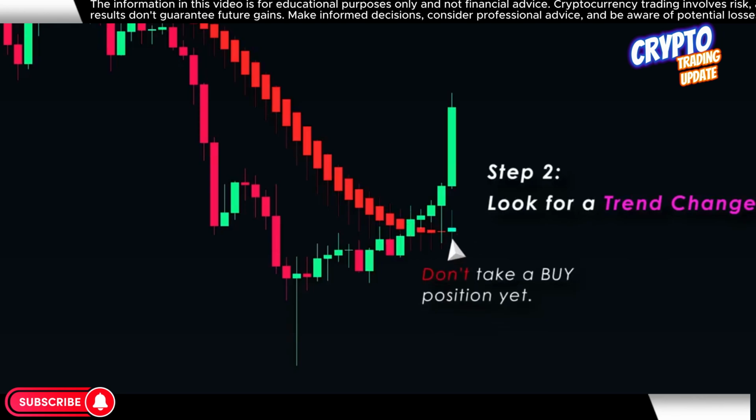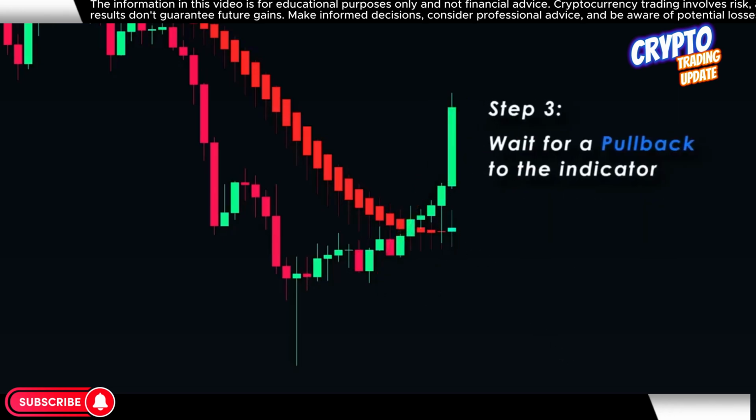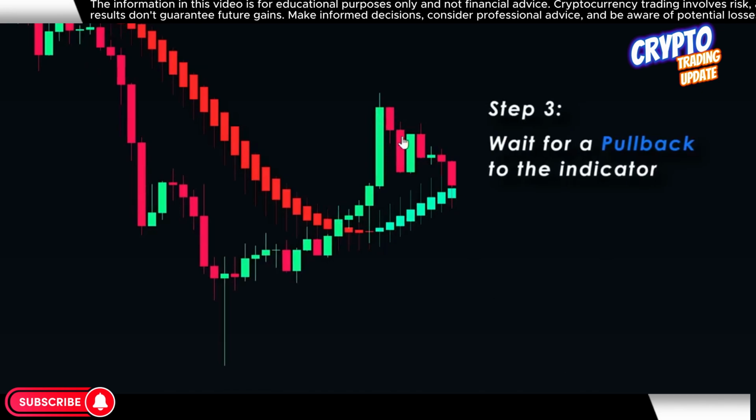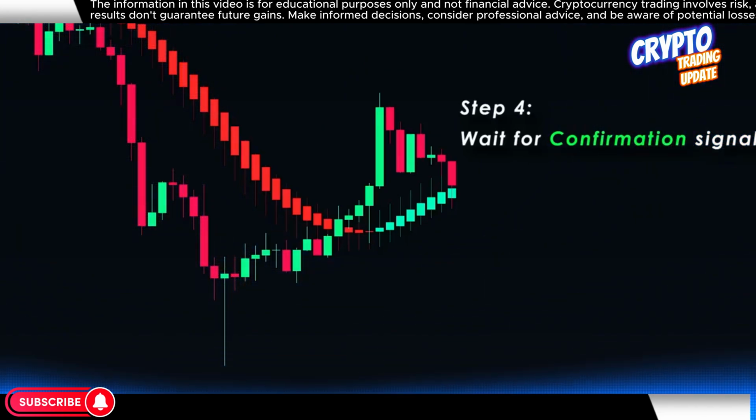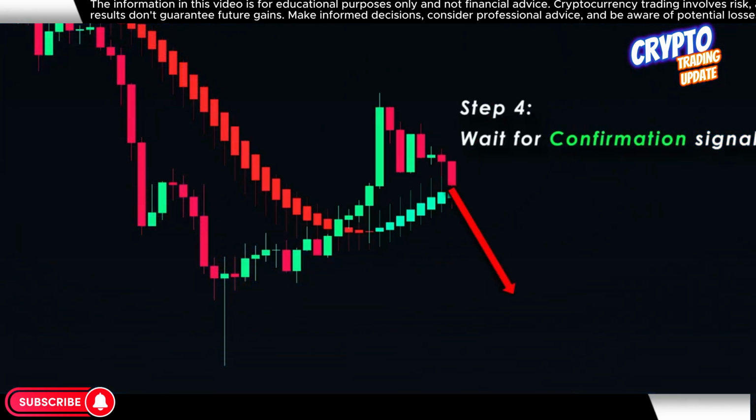However, you don't want to take a buy position here yet, because like I said before, that would result in a late entry because the price had already moved upwards. Instead, what you do is wait for the price to make a pullback towards the indicator. So we're actually using the indicator as a dynamic support and resistance. Now, the next step is waiting for a confirmation signal, because we want to make sure that the trend would continue upwards instead of reversing downwards. And so we're looking for an upwards price action at this area.